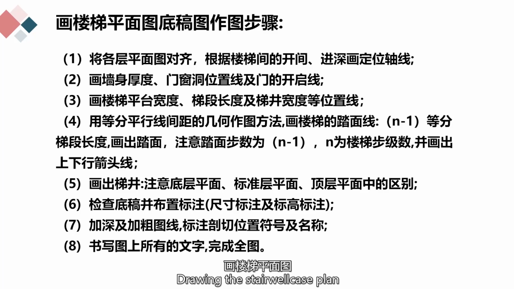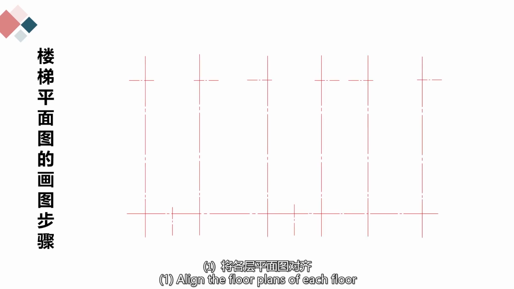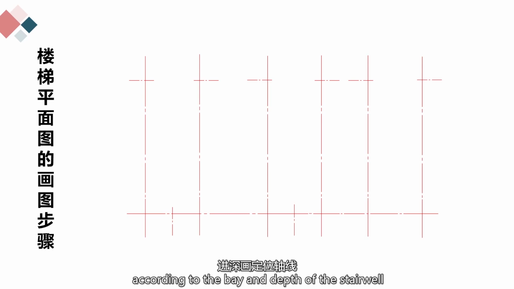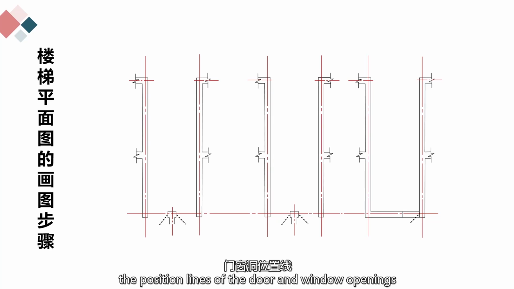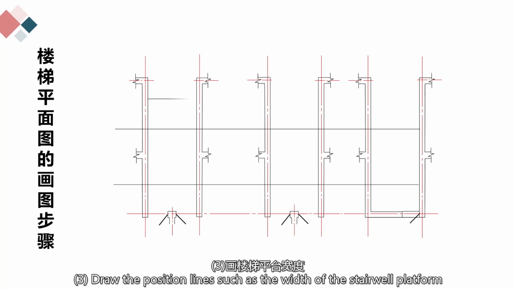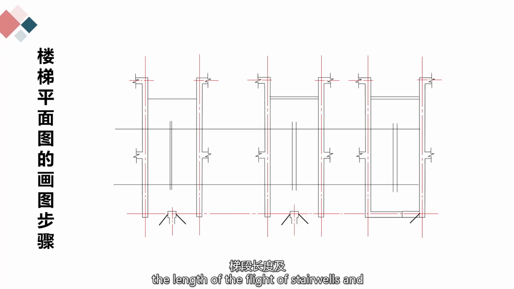Drawing stairwell plan. Steps of construction. 1. Align the floor plans of each floor and draw the positioning axes according to the bay and depth of the stairwell. 2. Draw the thickness of the wall, the position lines of the door and window openings, and the opening lines of the door. 3. Draw the position lines such as the width of the stairwell platform, the length of the flight of stairwells, and the width of the stairwell.